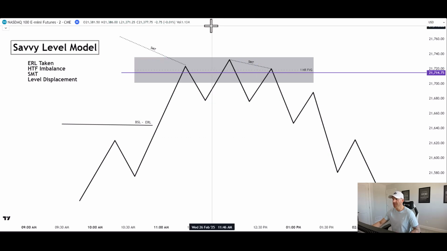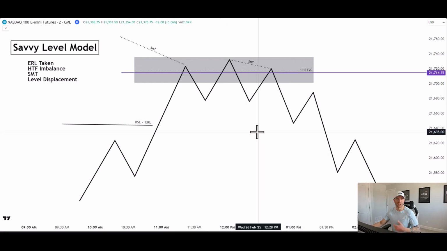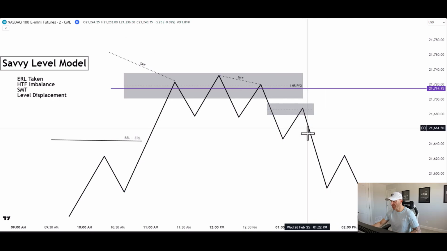Now, after the SMT, level displacement. So after the SMT, you want to see basically displacement through the level, and then we can enter the trade. Now, I like to enter on my 2-minute sell setup or buy setup. So for this example, if we displace through the level, we wait for a 2-minute candle close on that displacement candle. And then the next candle, when it opens, when it crosses the body close of that displacement candle, that's where I enter. Now you could also enter on a retracement to a fair value gap and then continue down.